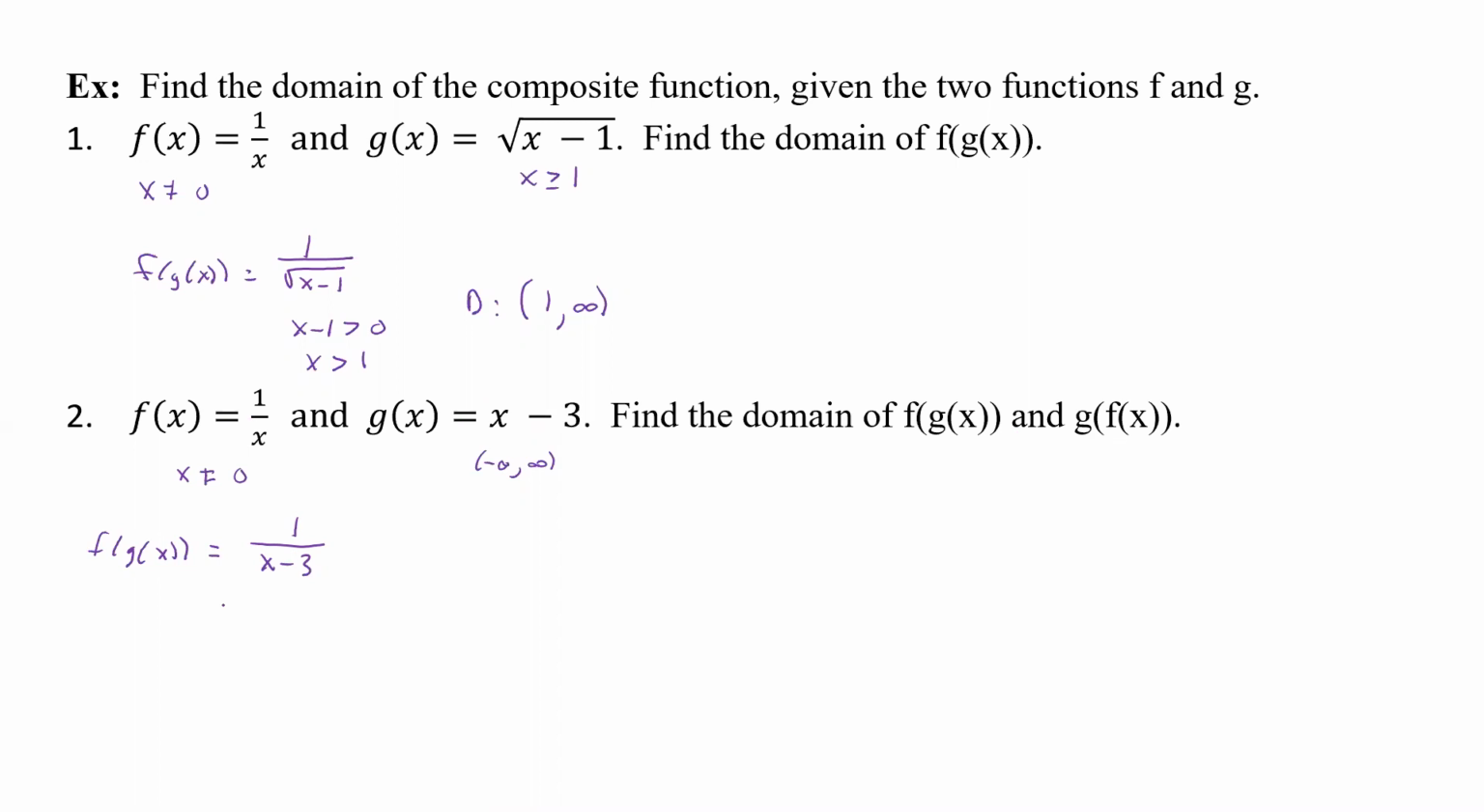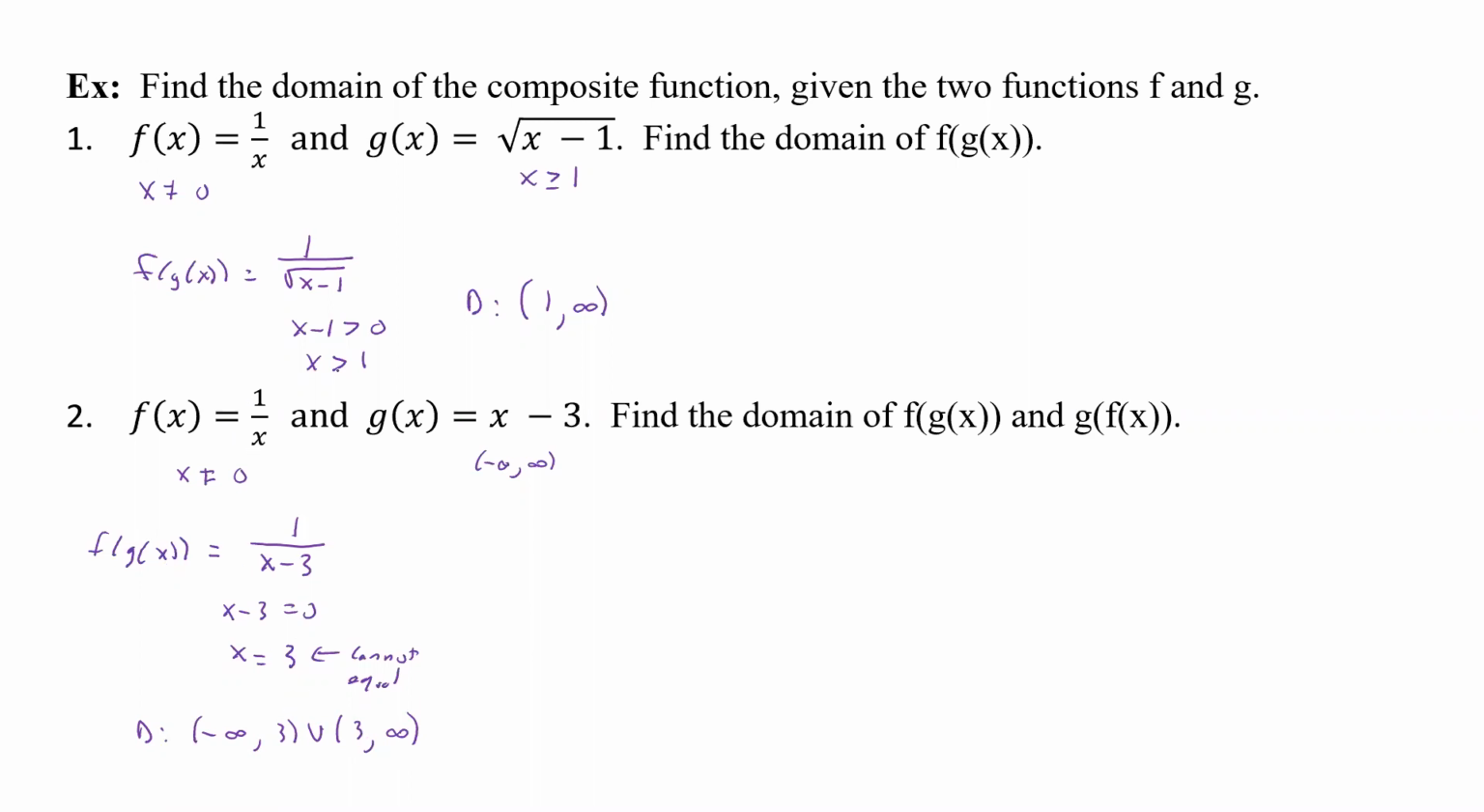And so what do we have here? Well, basically, we set x minus 3 equal to 0, and x equals 3, and so that's what it cannot equal. And so what do we have for the domain? Our domain is any number but that. So we can go from negative infinity up to 3, but not including it, union 3 all the way up to positive infinity. So that would be our domain for f of g of x.